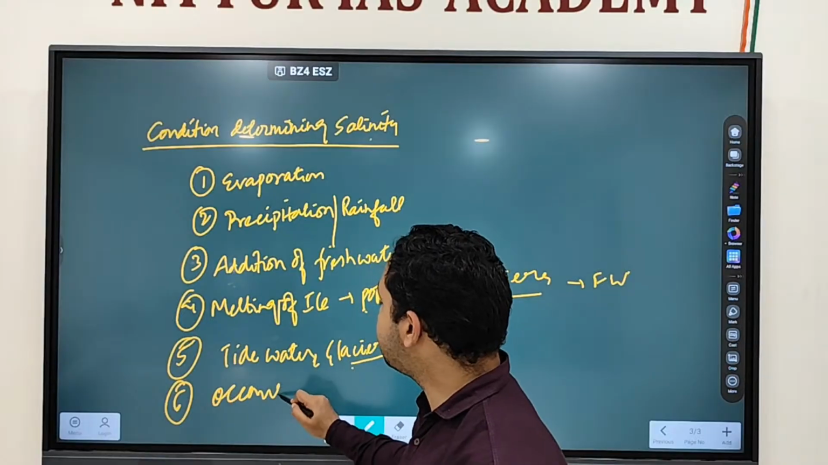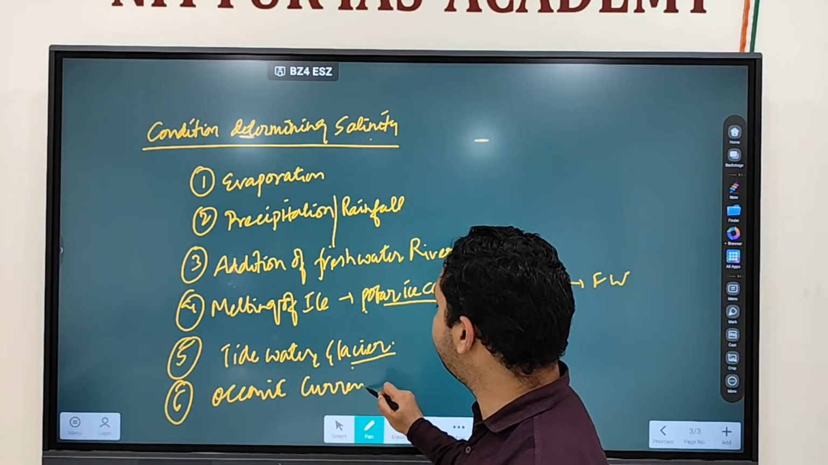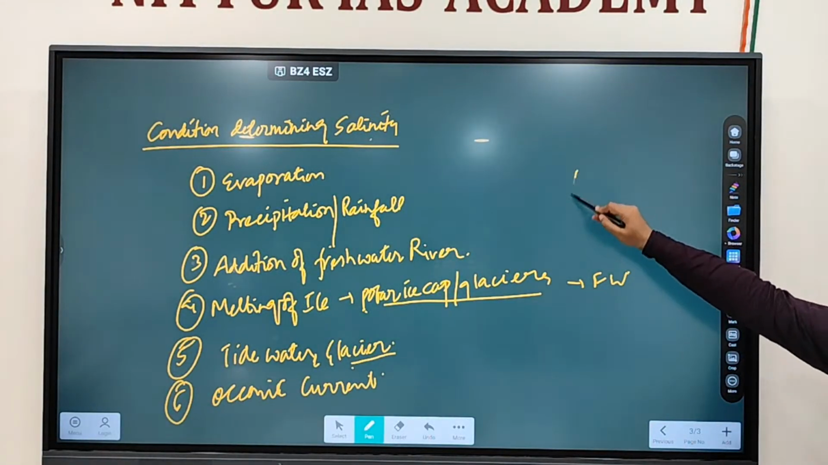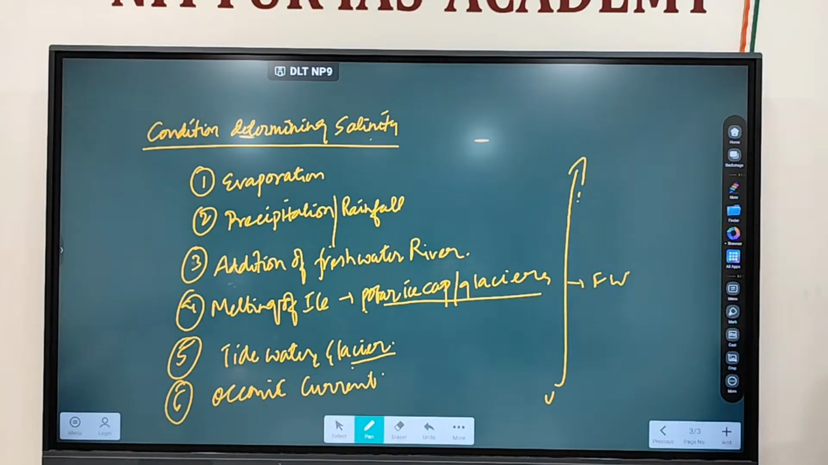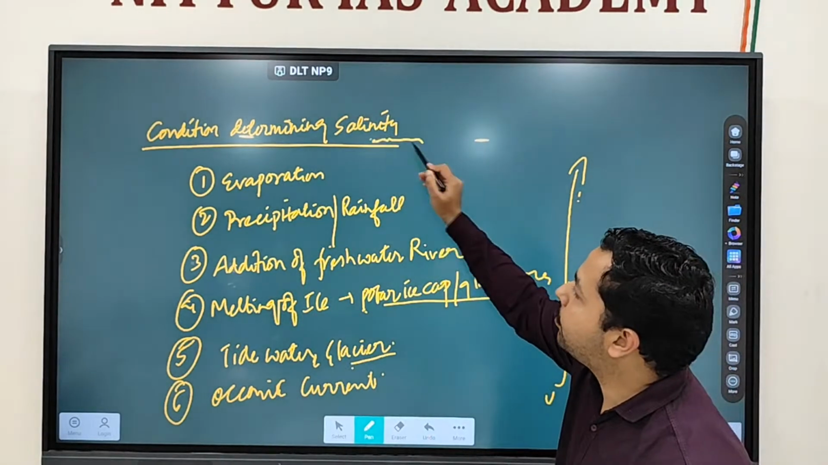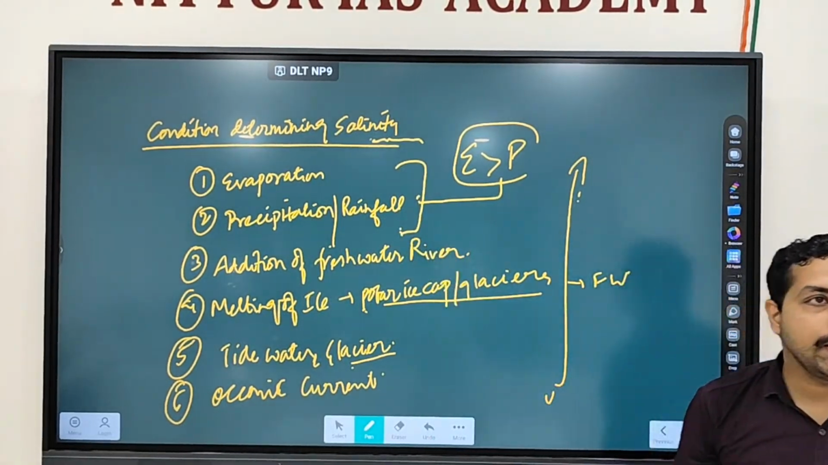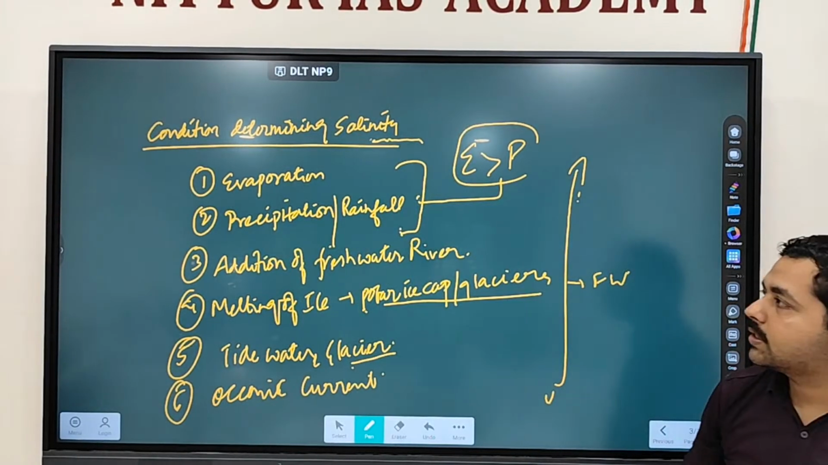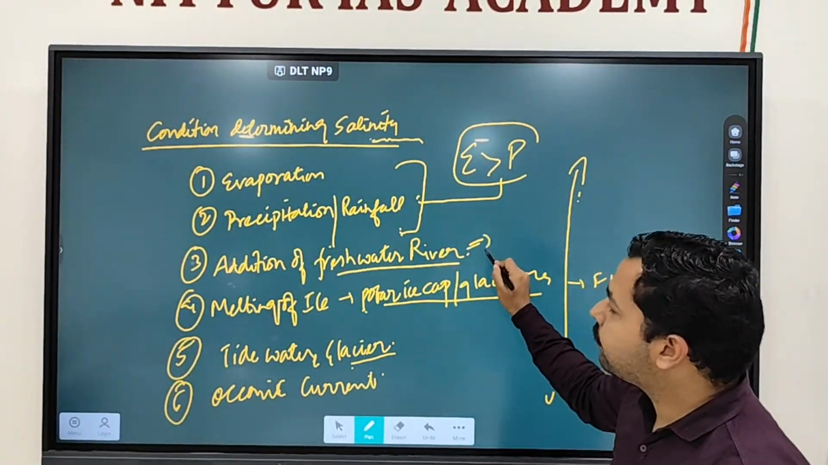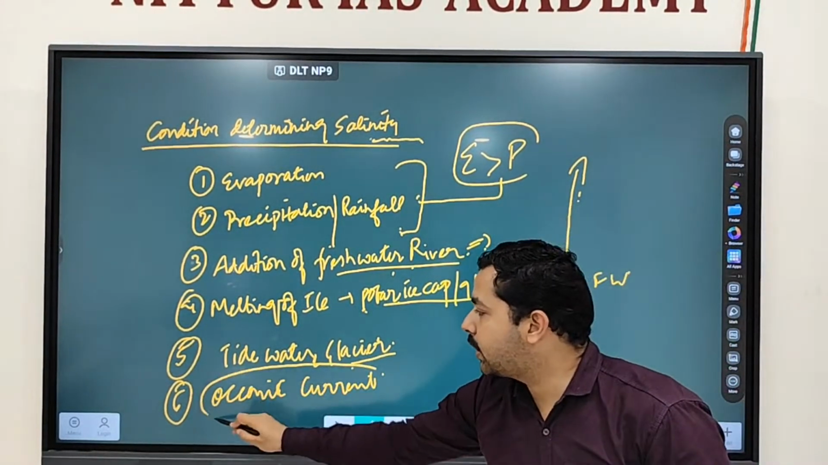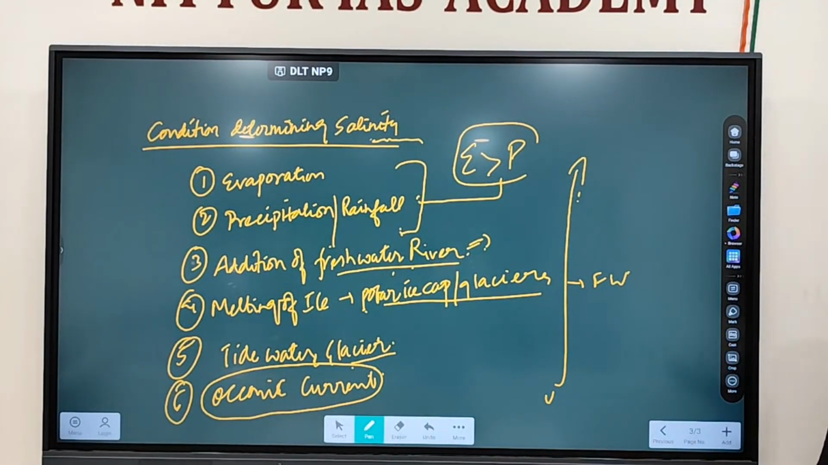Lastly, you have oceanic current, which affects the salinity. Oceanic current can impact salinity. So these are the factors which determine salinity. We discussed that for salinity to occur, what is required? Evaporation needs to be greater than precipitation. This condition needs to be there. The second condition is no addition of fresh water by these methods. And the third is oceanic current. Sometimes oceanic current can add water. Like if you see, this is Africa.